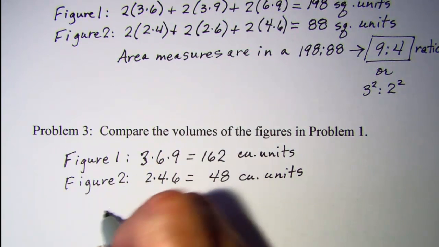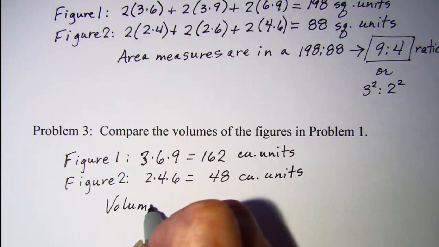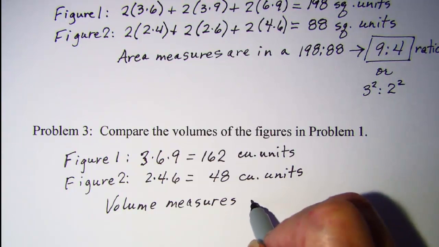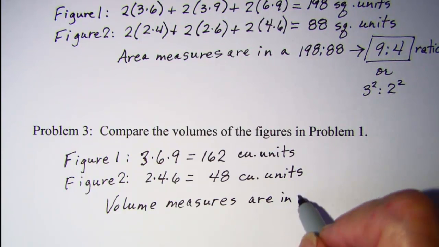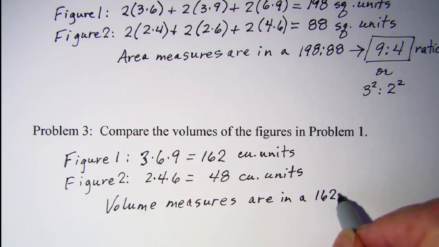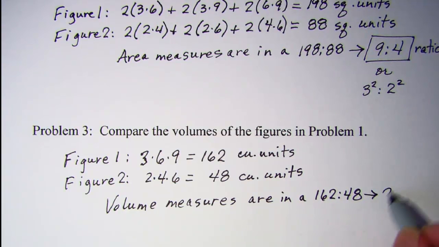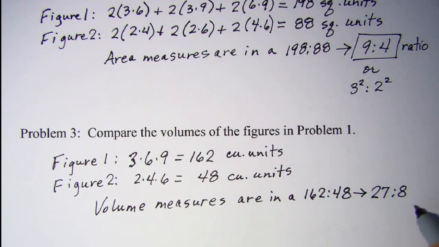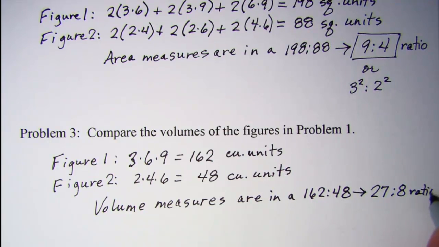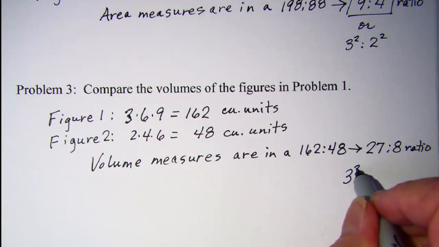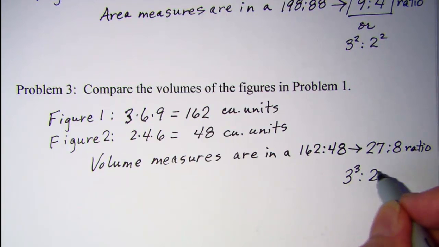We can see that the volume measures are in a 162 to 48, or if we simplify that, we get 27 to 8 ratio. Now notice that these numbers are the cubes. 27 is 3 cubed, and 8 is 2 cubed.